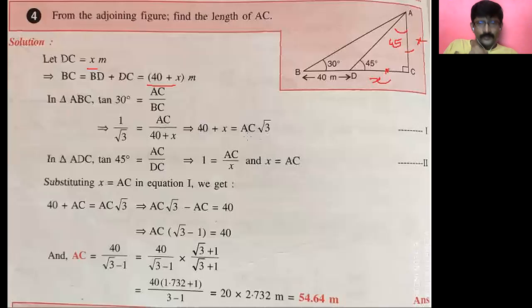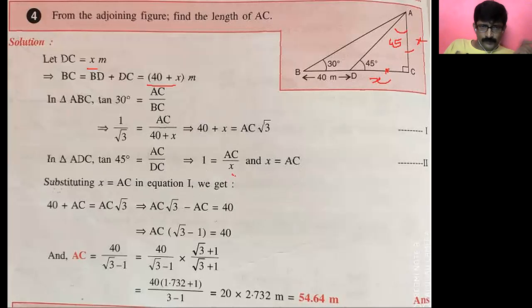Okay. They have actually done ADC a little later on. In ADC, how much will tan 45 be? AC upon CD. And how much is tan 45? 1. So AC upon X. Because we've considered DC is X, then 1 is equal to AC upon X. So X is equal to AC. So you can substitute AC over here as X.